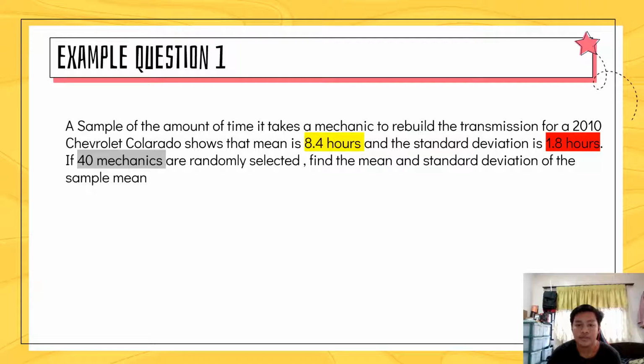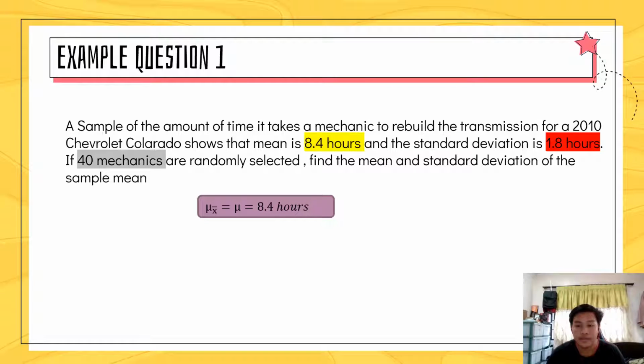So first thing first, we must look at the question in detail. The question already shows you the data that you require to implement in the formula to get the mean and the standard deviation. So I have highlighted the mean here in yellow color, and then the standard deviation in red color, and then the gray color for the n sample. If we have these three attributes, it is actually easy to answer this question.